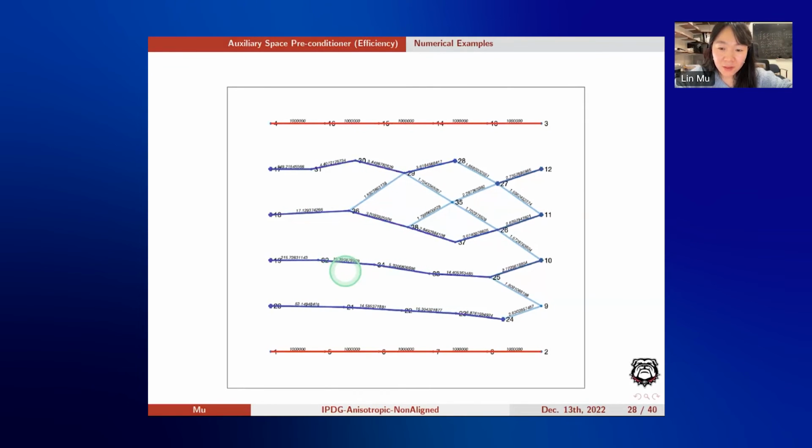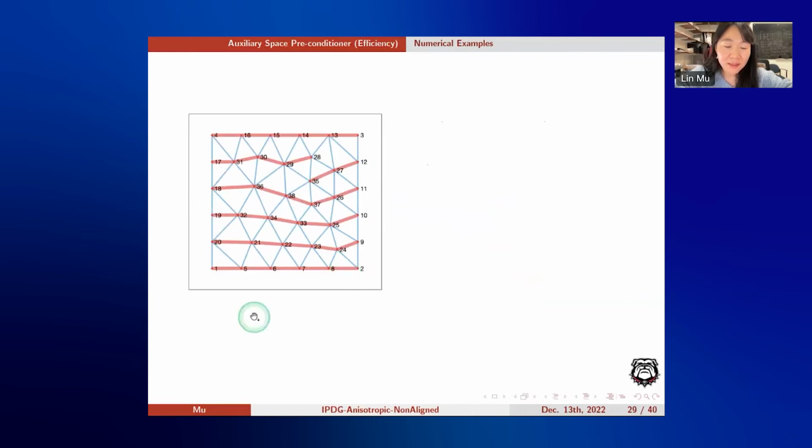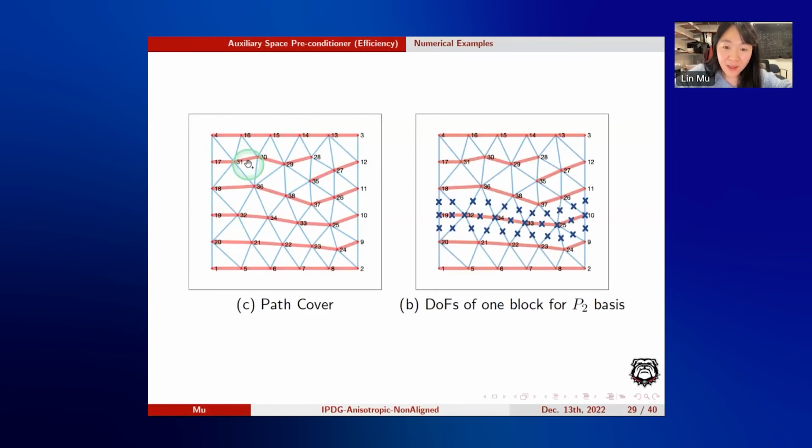Okay, now it's almost done. Here is the line path cover for all the edges with weight bigger than 2. We add that to the line cover, and sort out all the DOF related with this line path. For example, let's choose the path connecting point 19 to point 10. If we are using P2, we will sort out all the DOF related with this line cover or path cover.